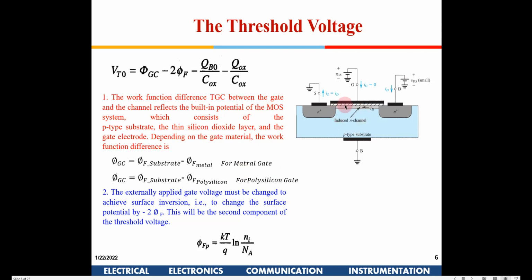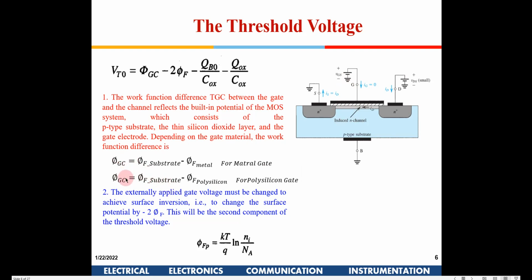So this is one component. Why has this component come? Because we are using a metal and a P substrate, and the holes are likely to get attracted towards the surface because of the electrons available there. So we need a potential to overcome that attraction, and that is given by phi GC.